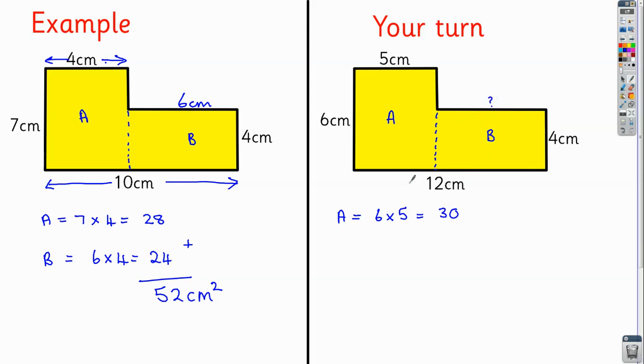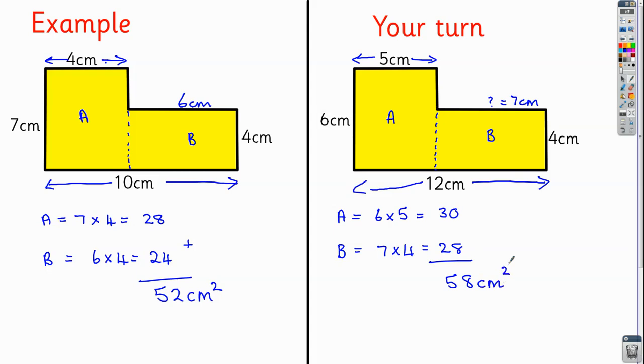Can't use 12 because that's the distance all the way across. This one here is 5 across. So the difference between 5 and 12 is 7, and that will give me the missing dimension for rectangle B. So rectangle B is 7 by 4. So I can put that in my working out space. 7 multiplied by 4, which is 28, and that gives me a total area of 58 square centimetres.